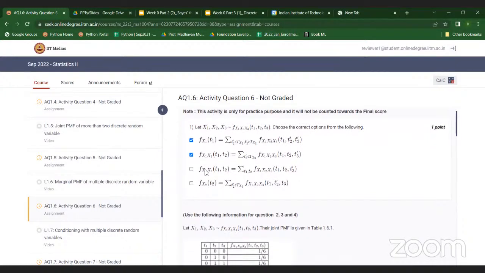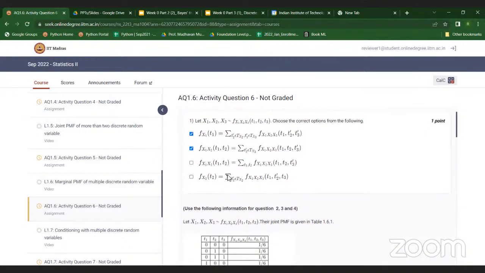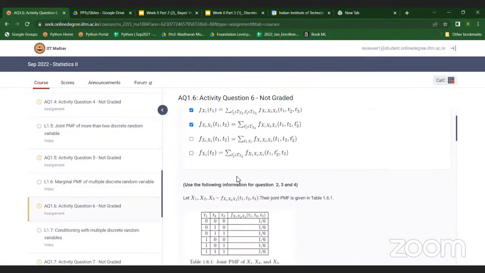Now if you look at option number three, you can't be summing it over t1 comma t2. So option number 3 is incorrect. Option number 4, fx2 of t2 should have been a sum over t1 belongs to tx1 and t3 belongs to tx3. We should be summing over t1 and t3, not over t2. So option number 4 is wrong. Is my explanation for this first question clear? Yes, sir.